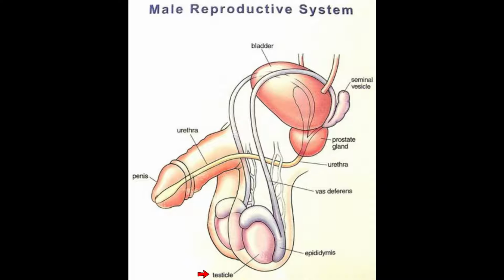This includes the testes, which produce the sperm, the epididymis, the vas deferens, the seminal vesicle, which is responsible for the production of part of the semen, the prostate gland, the urethra, the penis, which is the sexual organ of the male, and the scrotum, that is a sac where the testes are.